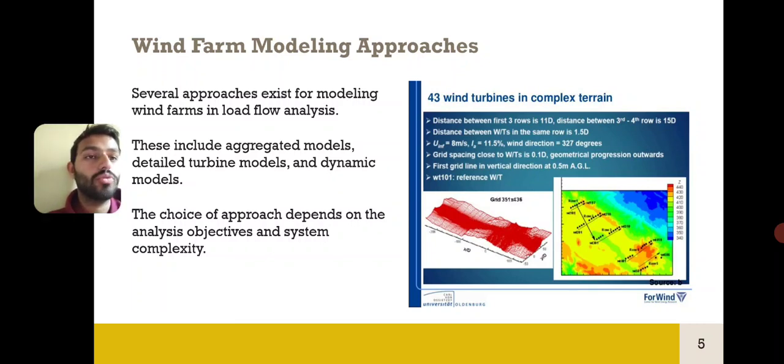Coming to the picture, there are 43 wind turbines in complex terrain. The distance between the first rows is 6 D, and the distance between the fourth is 15 D.